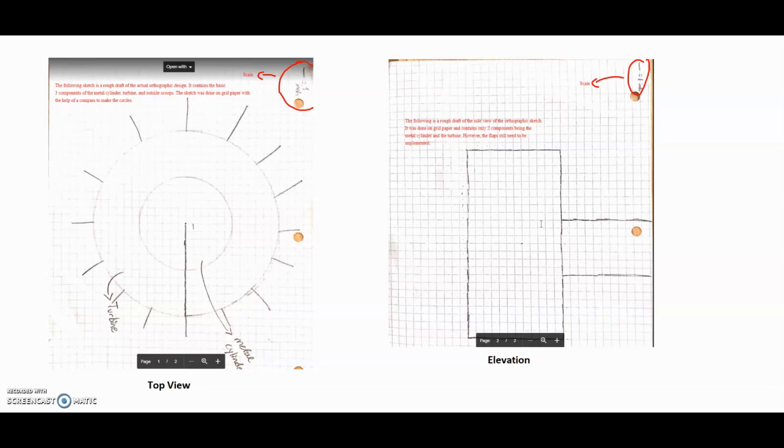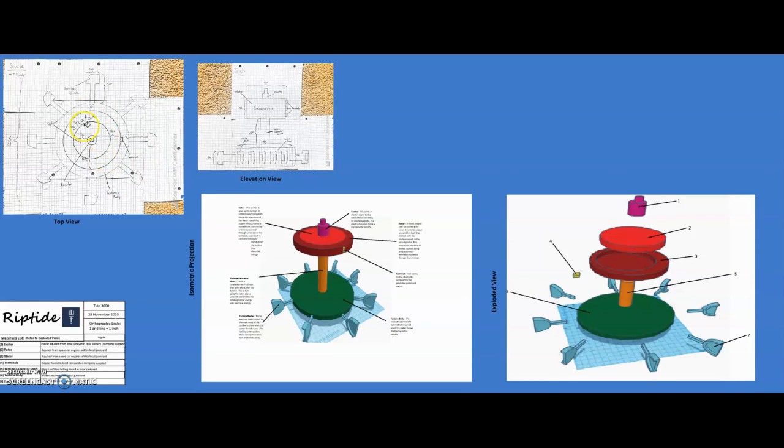An improvement to be made would be to list the cost of each part or the methods of creating or obtaining such a part. Here are the final design blueprints for the Tide 3000. As you can see, we have a top orthographic projection, an elevation orthographic projection, an isometric projection, and finally an exploded view. Let's take a look at each one individually.